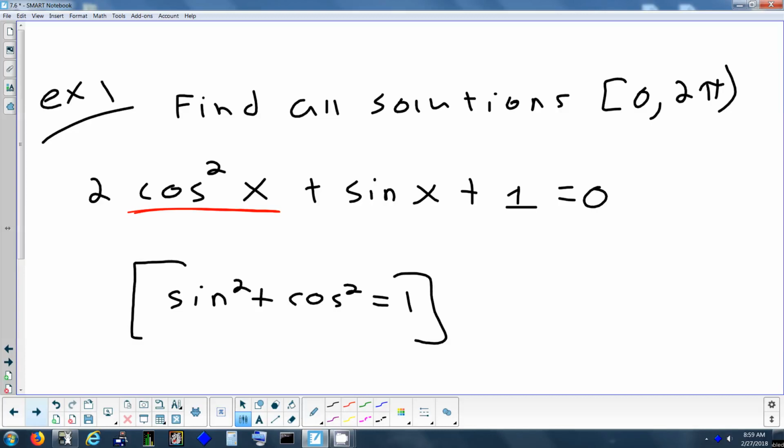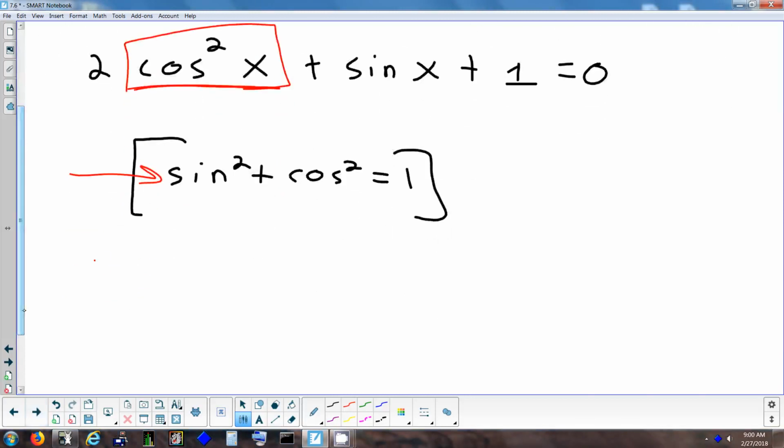If I rearrange that Pythagorean identity for cosine squared, can somebody tell me what cosine squared would equal if it was by itself on the left of that equation? Yeah? 1 minus sine squared. Right. You move the sine squared to the other side by subtracting. So cosine squared is 1 minus sine squared. So fill that in right there. Change what's in that box to 1 minus sine squared. Keep everything else the same.